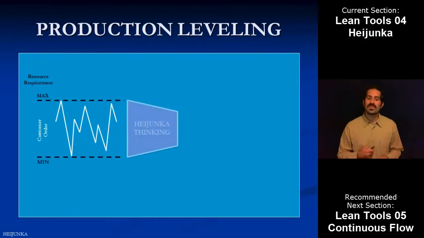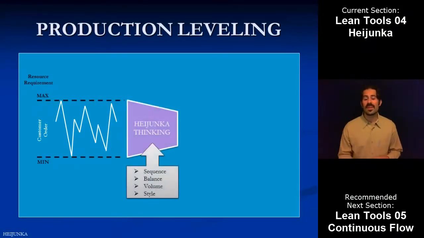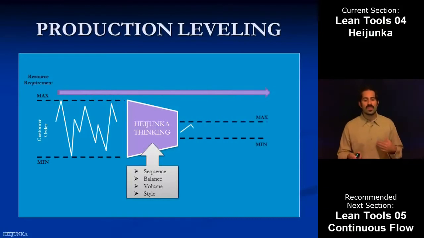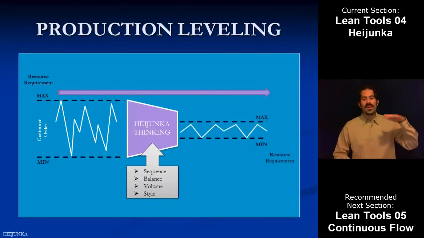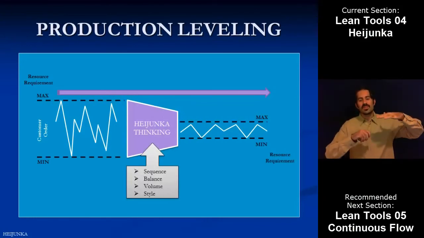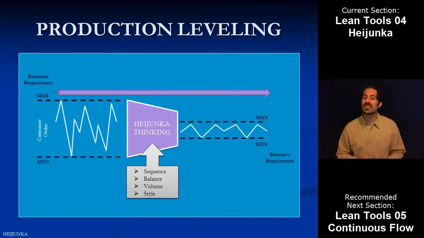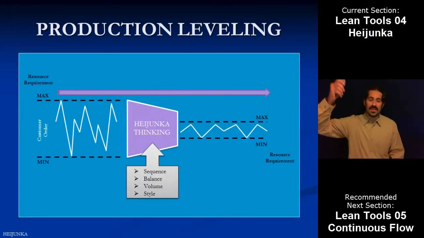So this idea of Heyjunka is what we use to help address that in a smart way. And really, Heyjunka thinking is a way to understand our production sequence and balance it, specifically balance it by volume and style. As a result, once we can perform that leveling, our goal is to balance out and shrink those peaks and valleys in terms of our production requirements, so that our resource requirement isn't quite so varied.